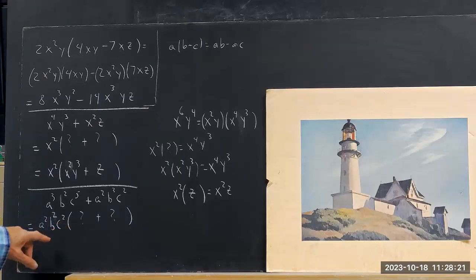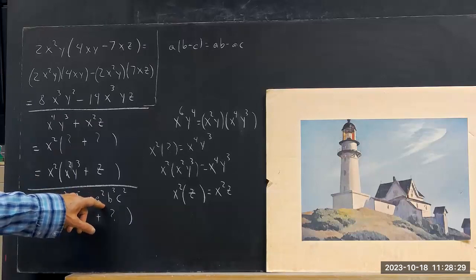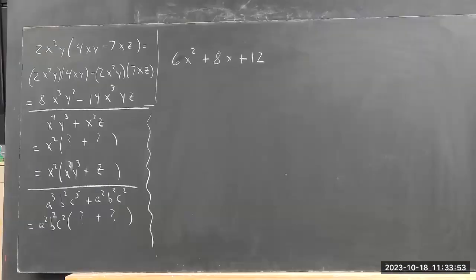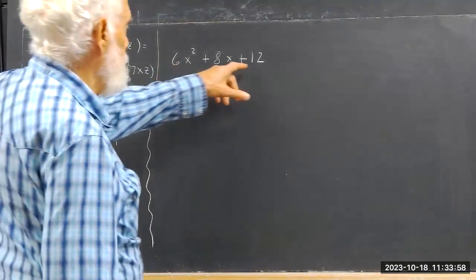Okay, let's see if we can do this. What would I multiply a squared, b squared, c squared by in order to get a cubed, b squared, c to the fifth plus a squared, b cubed, c squared? Okay, 6x squared plus 8x plus 12.